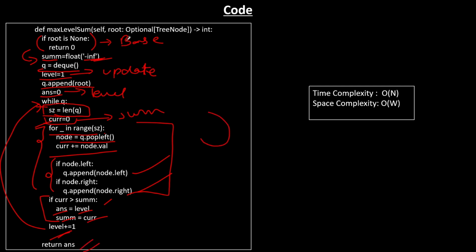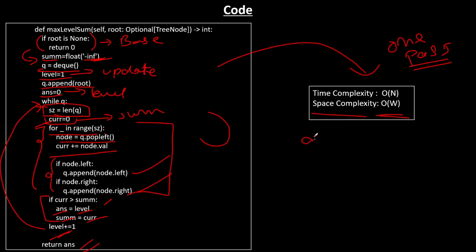Now the time complexity for this particular problem is O(n) because it is a one pass solution, and space complexity is O(w). Usually space is not considered, but in this case, since we are using a queue in BFS, and here we are using a deque data structure, the maximum number of nodes stored is the number of nodes in the widest level, right?